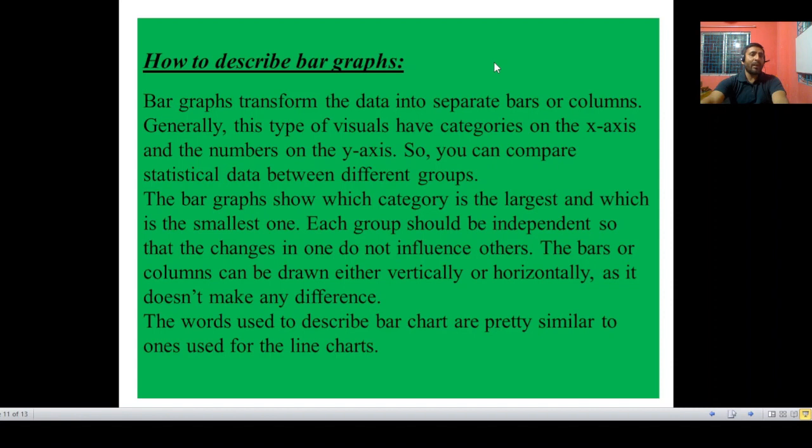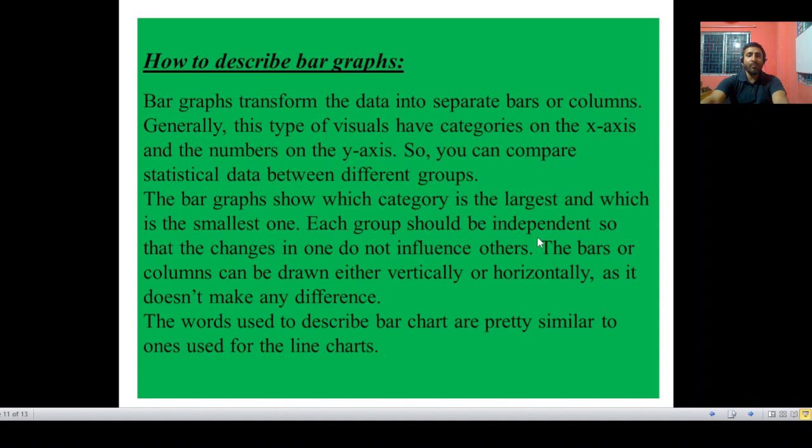And we have to know how to describe bar graphs. Bar graphs transform the data into separate bars or columns. Generally, this type of visual has categories on the x-axis and the numbers on the y-axis. So you can compare statistical data between different groups. The bar graphs show which category is the largest and which is the smallest one.